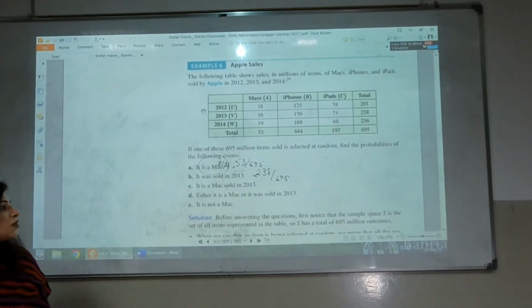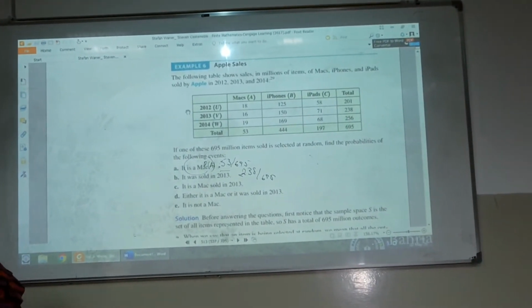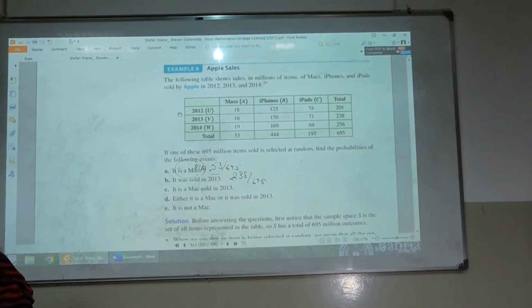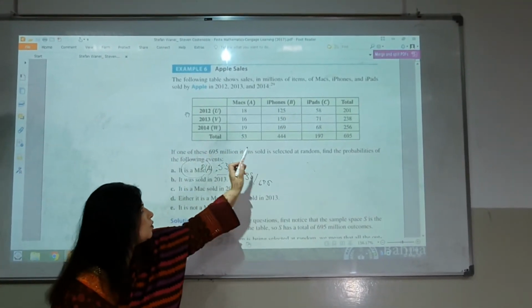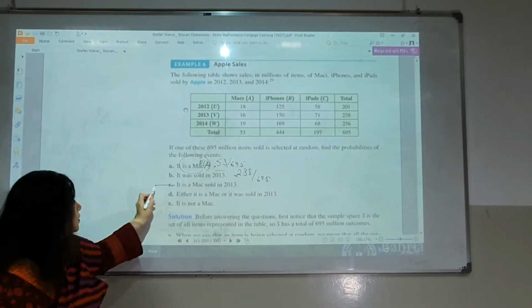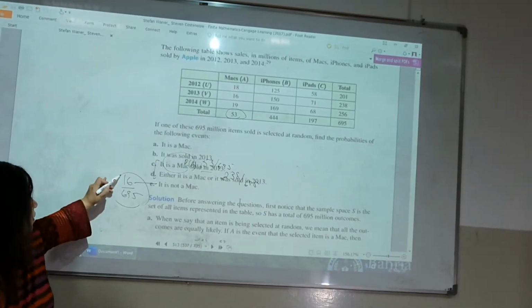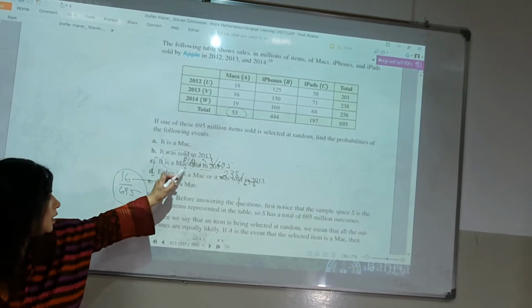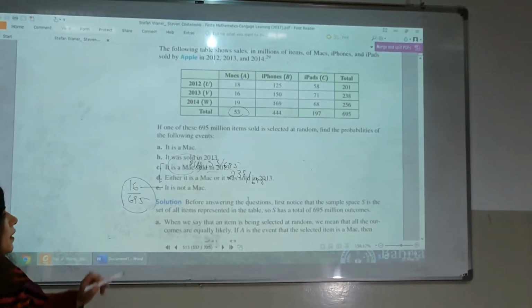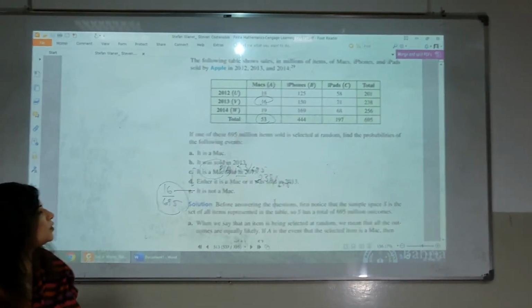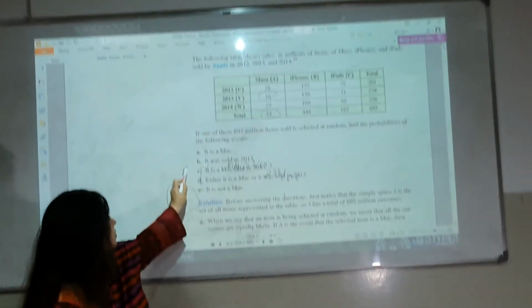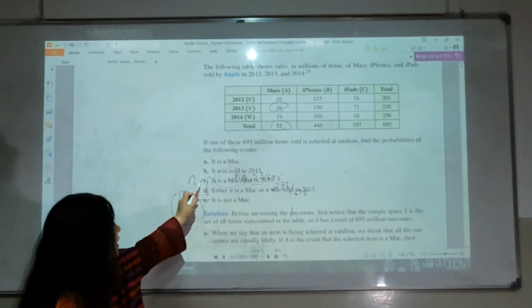And then it is a Mac sold in 2013. Okay, so now we have a Mac plus 2013, so this one was just isolated to 16 by 695. It's a Mac sold in 2013. I think, yes, this was just 16 by 695, because this is just the common list, this is the intersection, sorry. So we would just be at the moment having this.